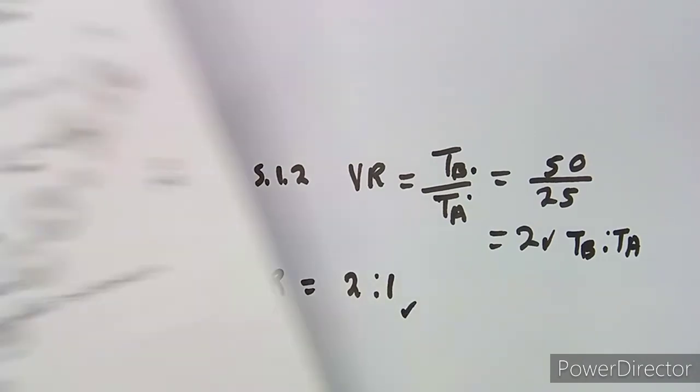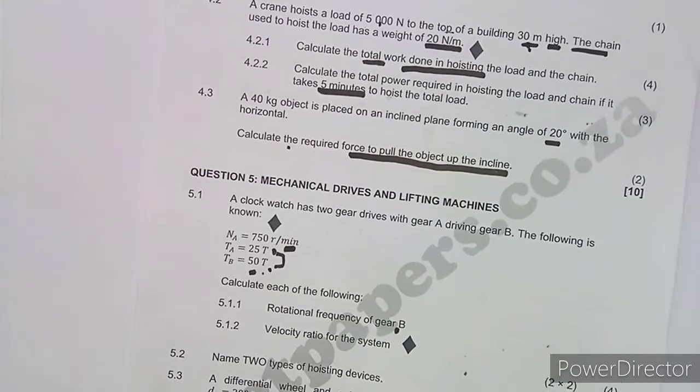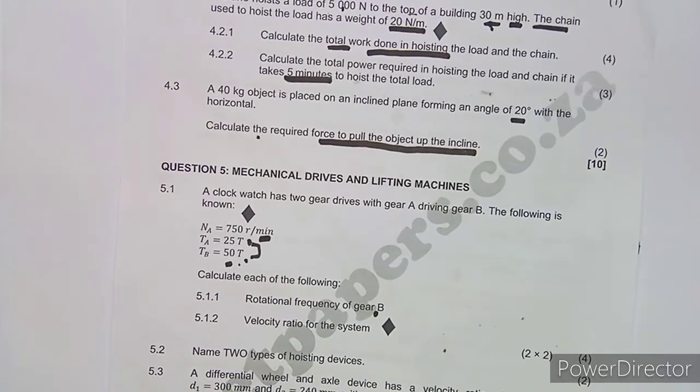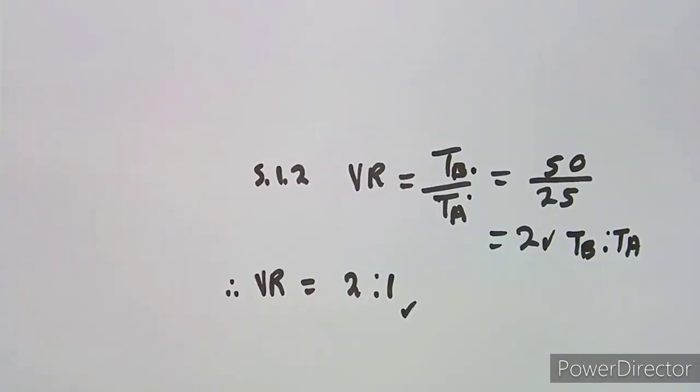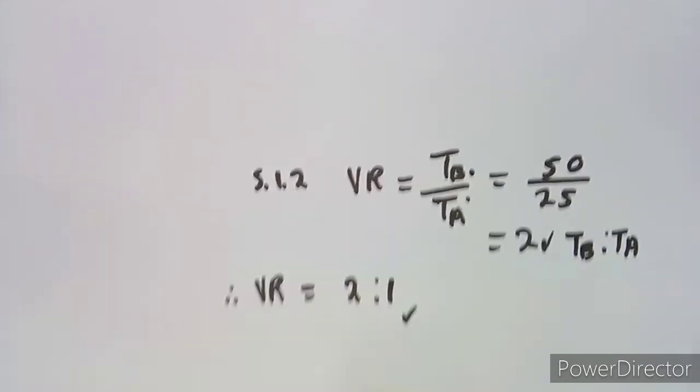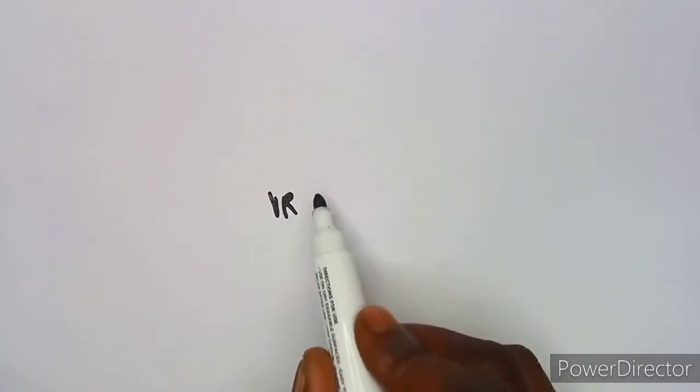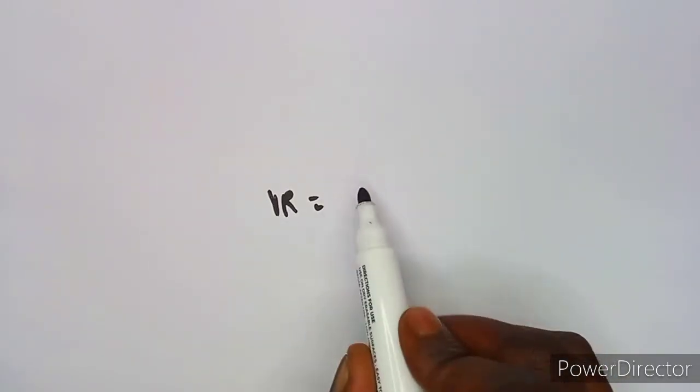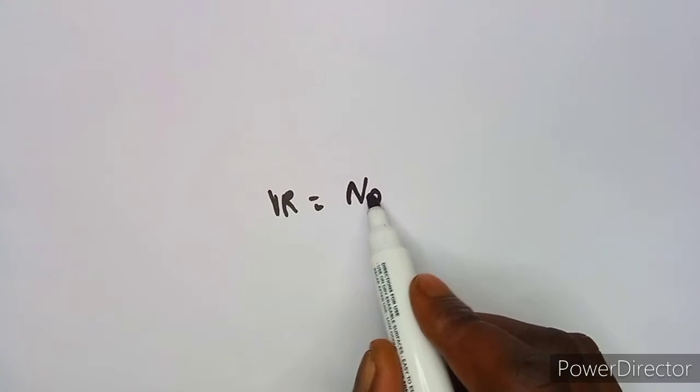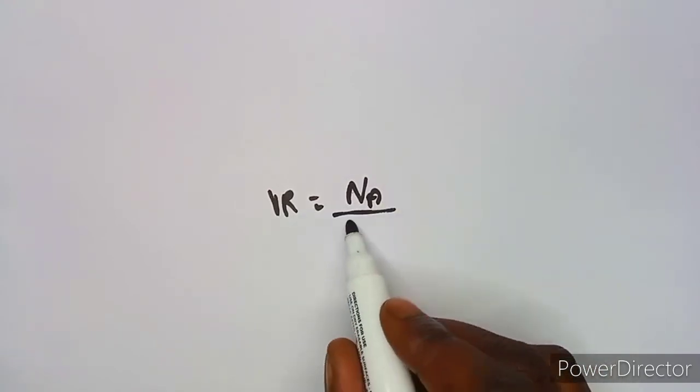So like I said, you can use the number of teeth or you can use the rotational frequency. When you use the rotational frequency, you're going to work with the driver over the driven. It's now opposite, driver over driven. So our velocity ratio is also calculated by driver over driven, which is NA over NB.